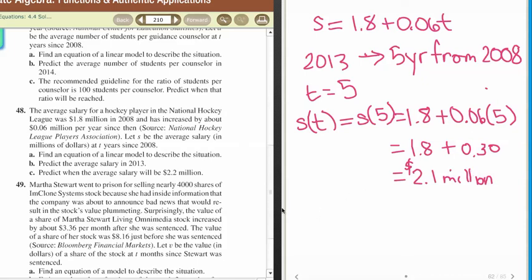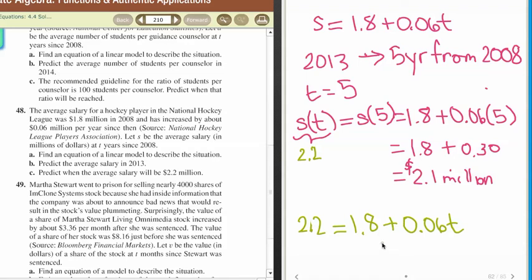And then it says predict when the average salary will be 2.2 million. Well, that's saying that we want to know when the salary is 2.2 million. So that's telling us this one right here. So when we're doing that, this is the other way around. So 2.2 is equal to our linear equation, 1.8 plus 0.06 times whatever our independent is, and then we'll be able to predict for T.